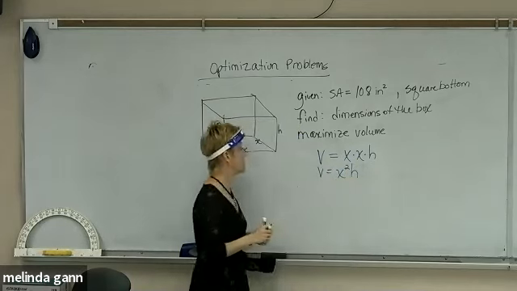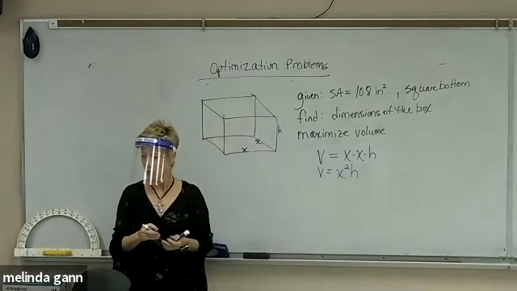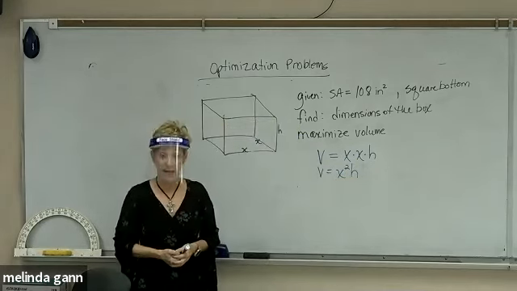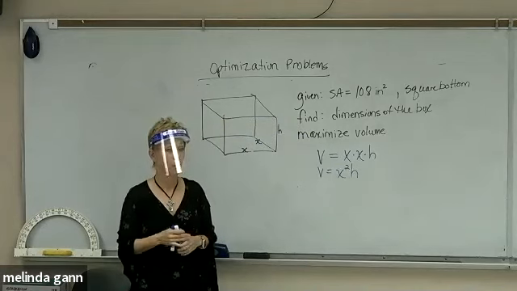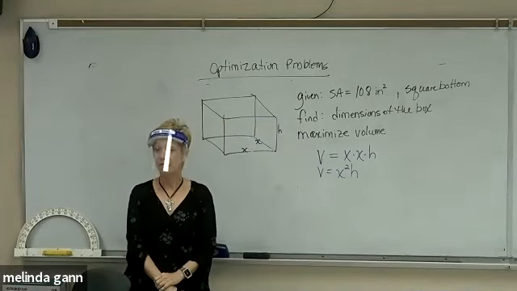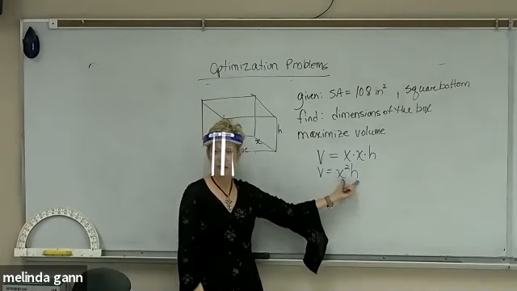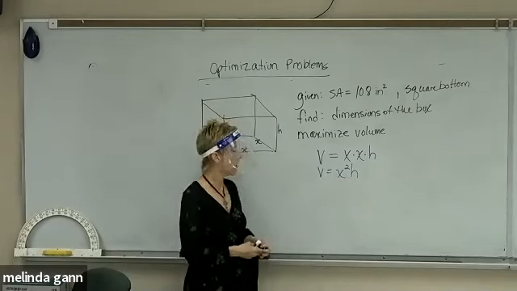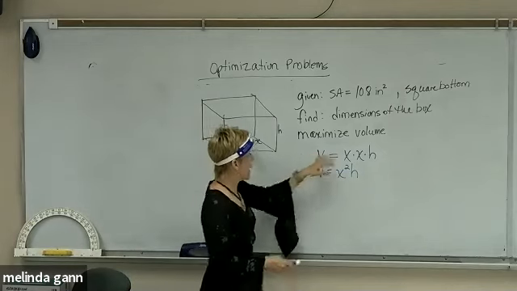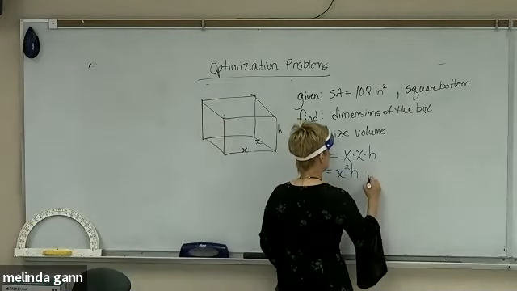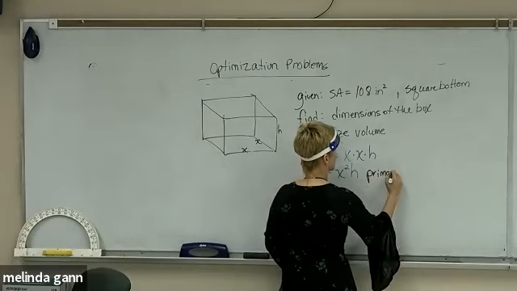So my volume is x squared h. Do we agree? And I've got a problem. What's my problem? You have 2 variables. I have 2 variables. How many independent variables could I have? Just one. Now, whatever you're maximizing or minimizing, this is your primary equation.